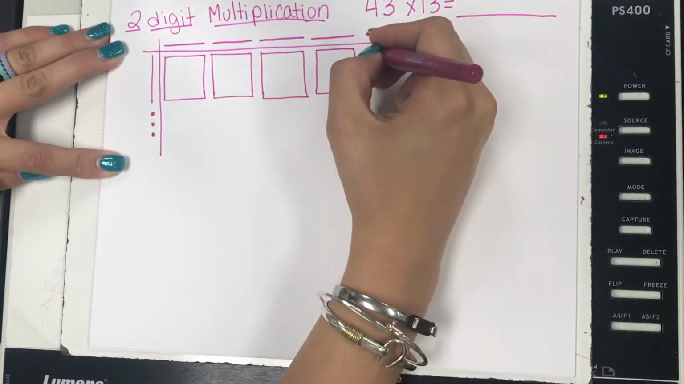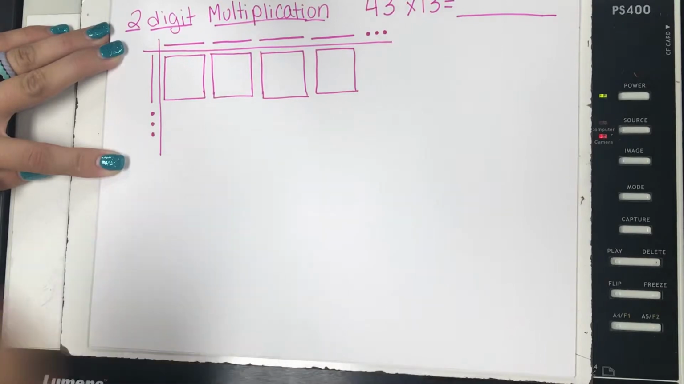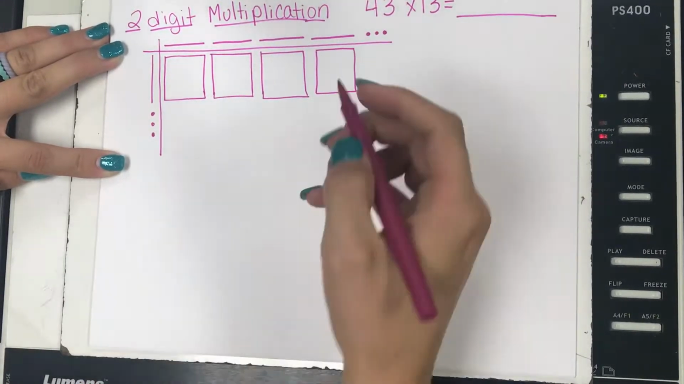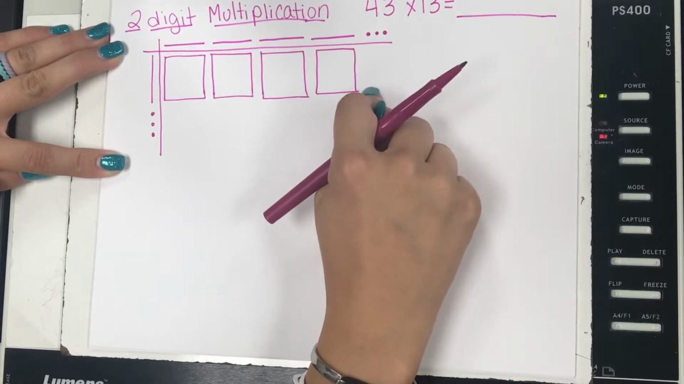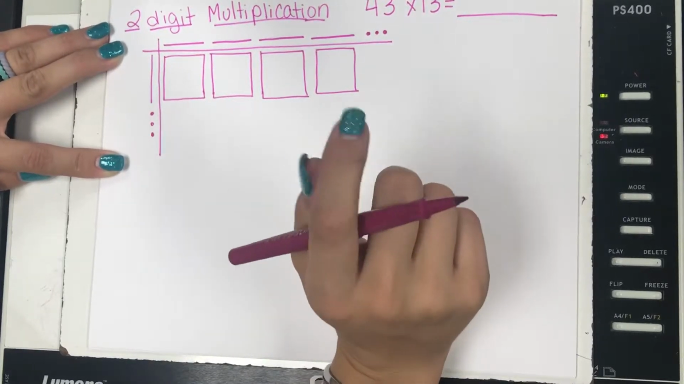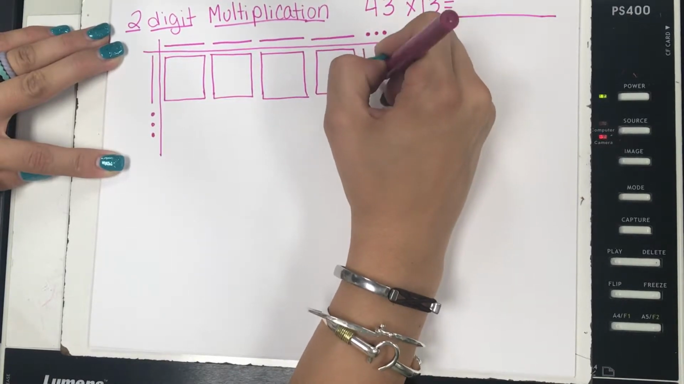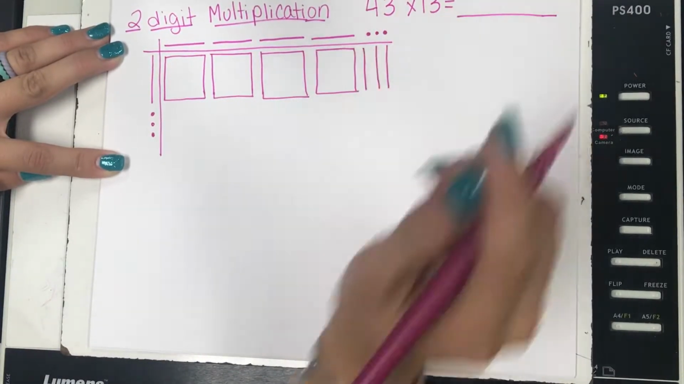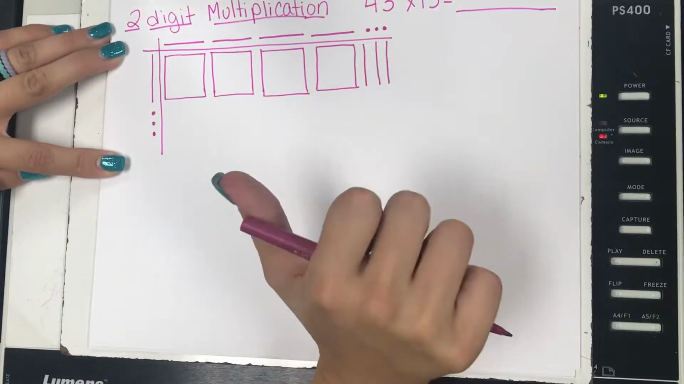Now, whenever I get to these ones over here, what am I going to use to fill those in? If it's 1 across the top and 10 down the side, what am I going to use? 10s. So I'm going to have 1 10, another 10, and another 10. Why do I only have 3 10s there? Yes, sir? Because there are 3 ones across the top.